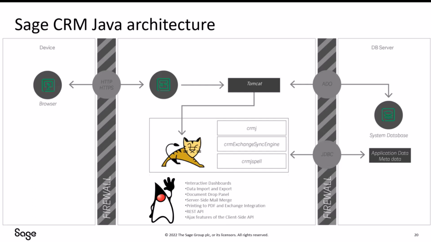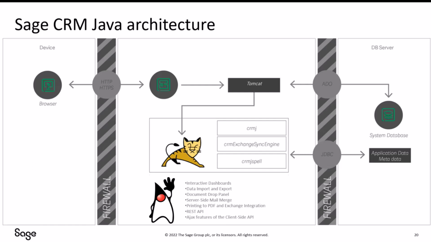There is more going on, because the Tomcat web app of CRM-J is also going to be responsible for the production of the interactive dashboards inside Sage CRM, the management of database data import and export, things like the document drop feature and the automatic filing of emails, the whole aspect of email imports, and they're all new features which depend on that.